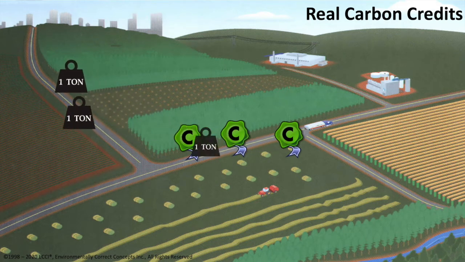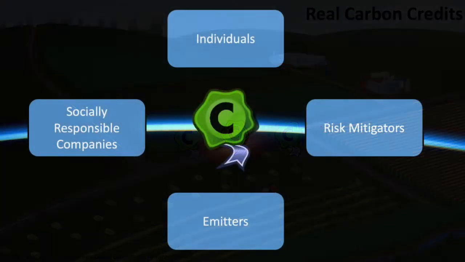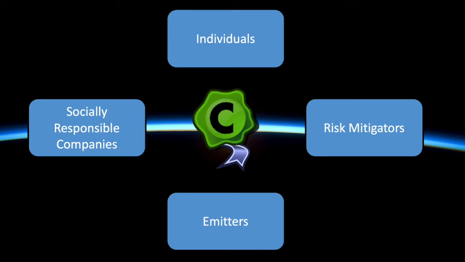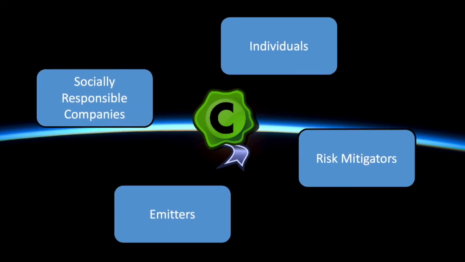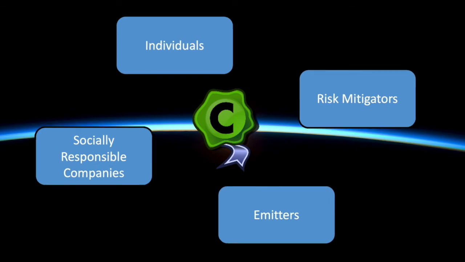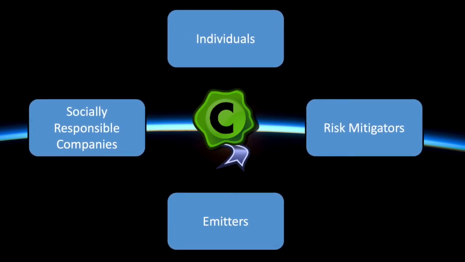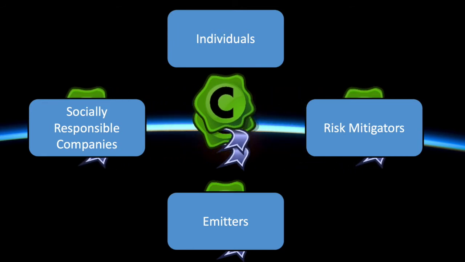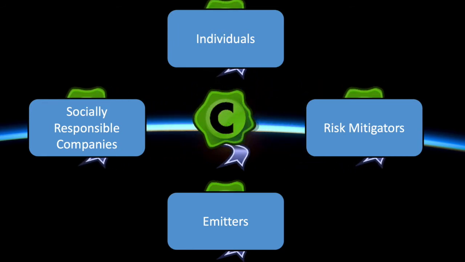Each carbon credit represents 1 ton or 2,000 pounds of CO2 removed from the atmosphere. Real carbon credits are useful risk management tools for many different businesses and organizations. They represent a commitment to social responsibility and environmental sustainability that benefits stockholders, investors, and the world as a whole. They're bought and used by emitters, socially responsible companies concerned about the environment, and by individuals that want to start a carbon neutral legacy.